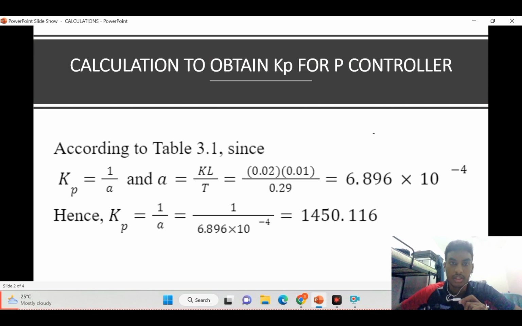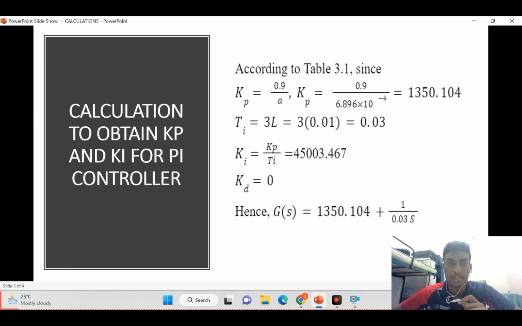This is our calculation to obtain Kp for the P controller. Based on table 3.1, using the formula Kp equals 1 over A and substituting A with KL over T, we get 0.02 times 0.01 over 0.29, which results in 6.896 times 10 to the power of negative 4. Therefore, Kp equals 1 over A, which is 1 over 6.896 times 10 to the power of negative 4, and the final answer will be 1450.116.